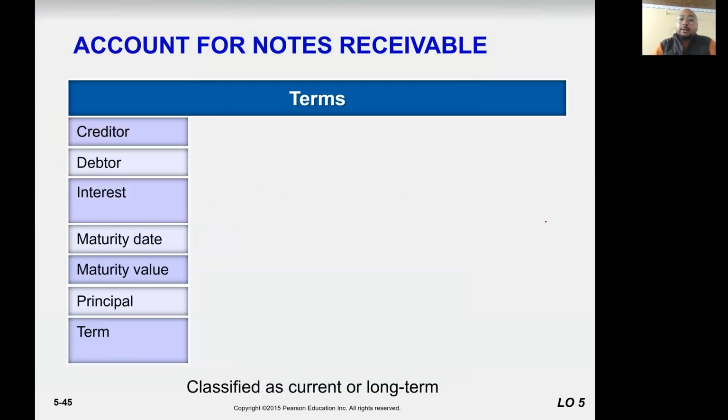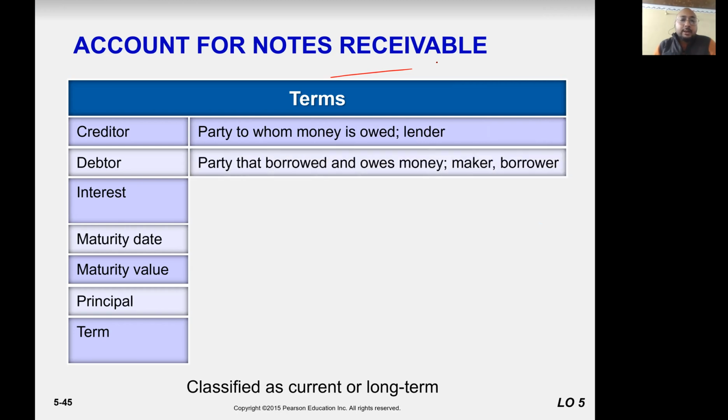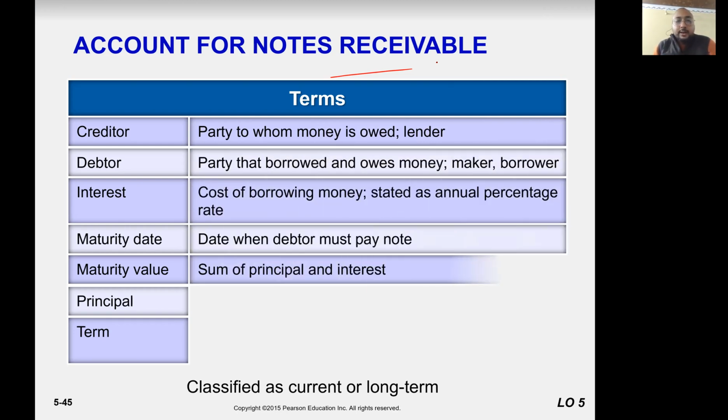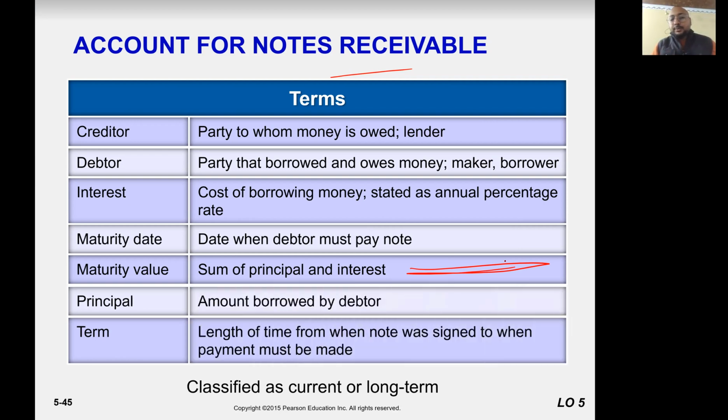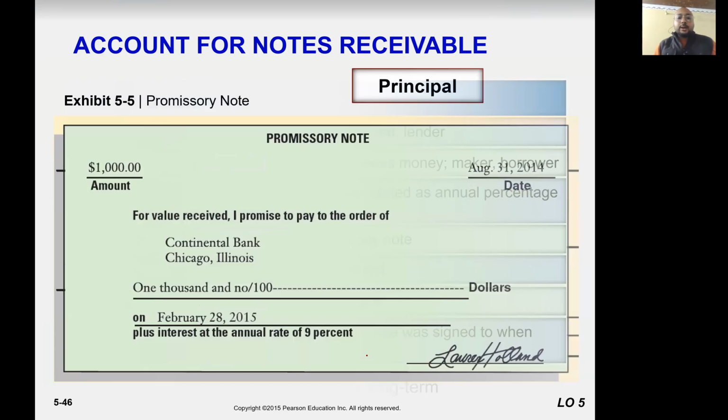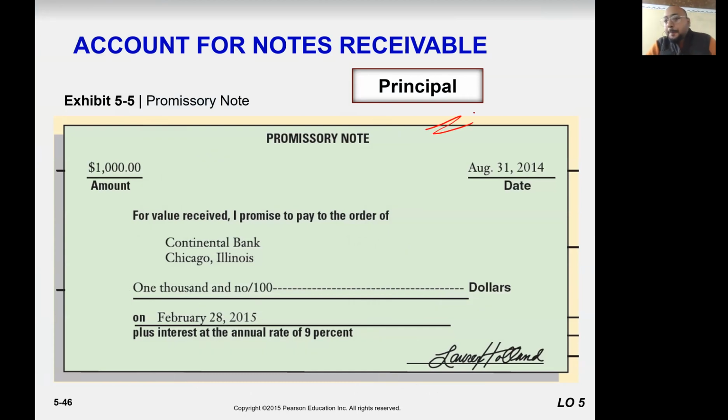So the terms included in receivables are the creditor's name, the debtor's name, the interest rate going to be mentioned, the maturity date, and the maturity value, the lump sum value, is going to be written here. Okay, at the end of 30 days, 90 days, you will be paying us this amount. Principal and terms and conditions are going to be written here. So this is the notes receivable. And in the business world, we call this a promissory note. All right. So promise to pay.